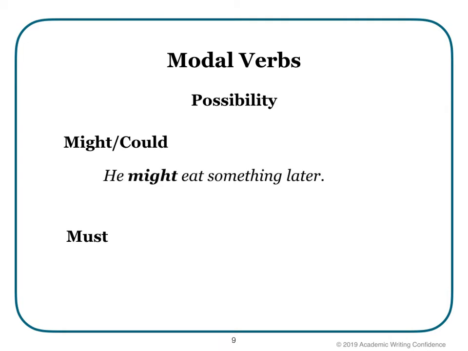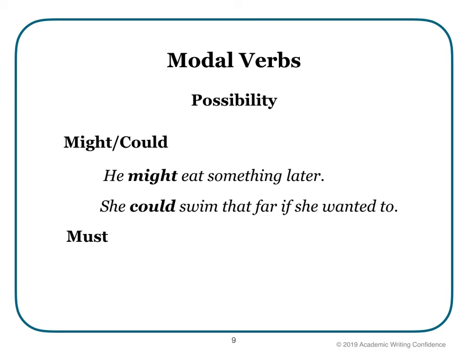He might eat something later. This means that there's a possibility he will eat something later. She could swim that far if she wanted to. Again, this shows the possibility that she could swim that far. He is shaking. He must be cold. Here, the word must shows that there is a possibility that he is cold.